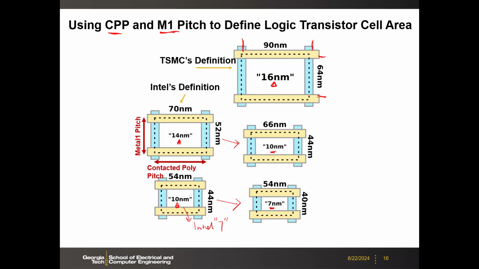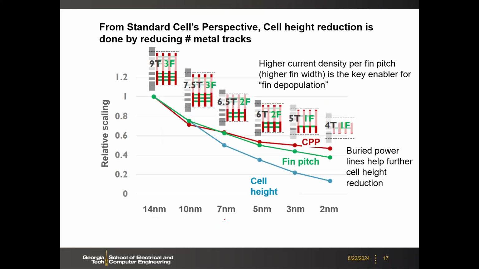So any questions? Okay, so moving forward, the CPP scaling will saturate, okay, and then the metal one pitch and also fin pitch scaling will also slow down, but still the transistor density will increase. The reason is that the cell height, the total height, will reduce by reducing the number of metal tracks and also the number of fins for the NMOS and PMOS region.